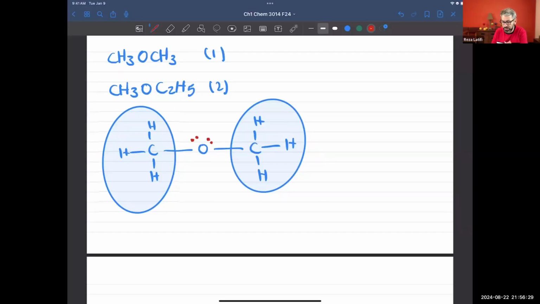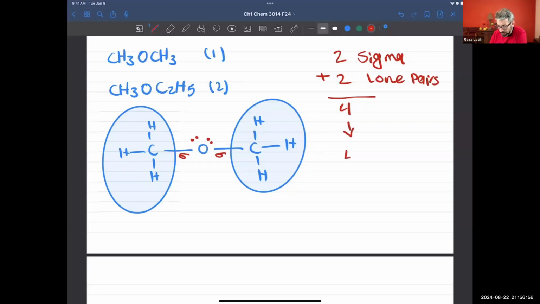How do I know it's going to be polar? Because the real geometry for it will be this. I have 2 sigma bonds and 2 lone pairs. Sigma plus lone pairs equals 4. What's going to be the hybridization? 1 from S, 3 from P, you get s1p3. So the hybridization for oxygen will be sp3. This one is supposed to be tetrahedral.